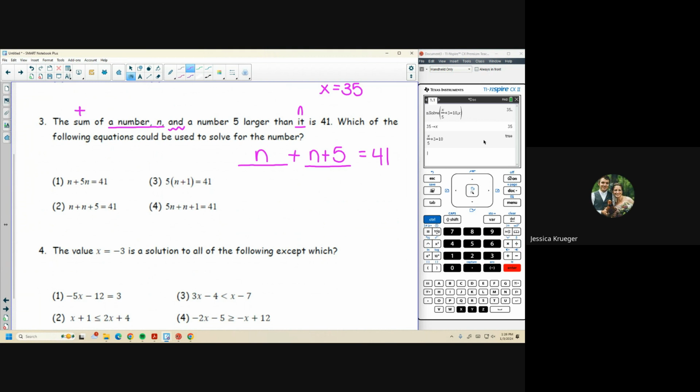Now it says which of the following equations could be used to solve. So I actually don't even need to solve this. Which equation could be used? Number 2.